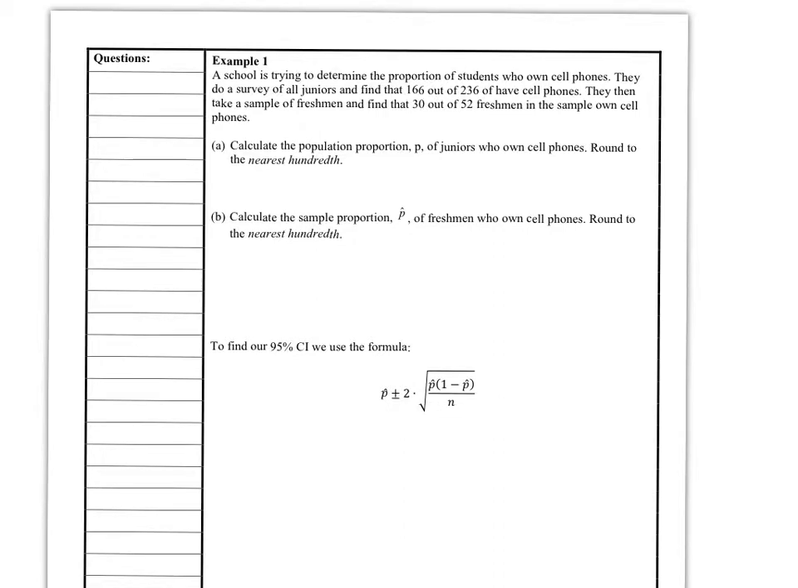And the reason it's called the population proportion is because they surveyed all juniors. You want to carefully catch that. You survey all of something, you have the population proportion. So P equals 166 out of 236. That's going to work out to be 0.70. So that is the true proportion. So we can say with 100% certainty that of all the juniors in that school, 70% had a cell phone.